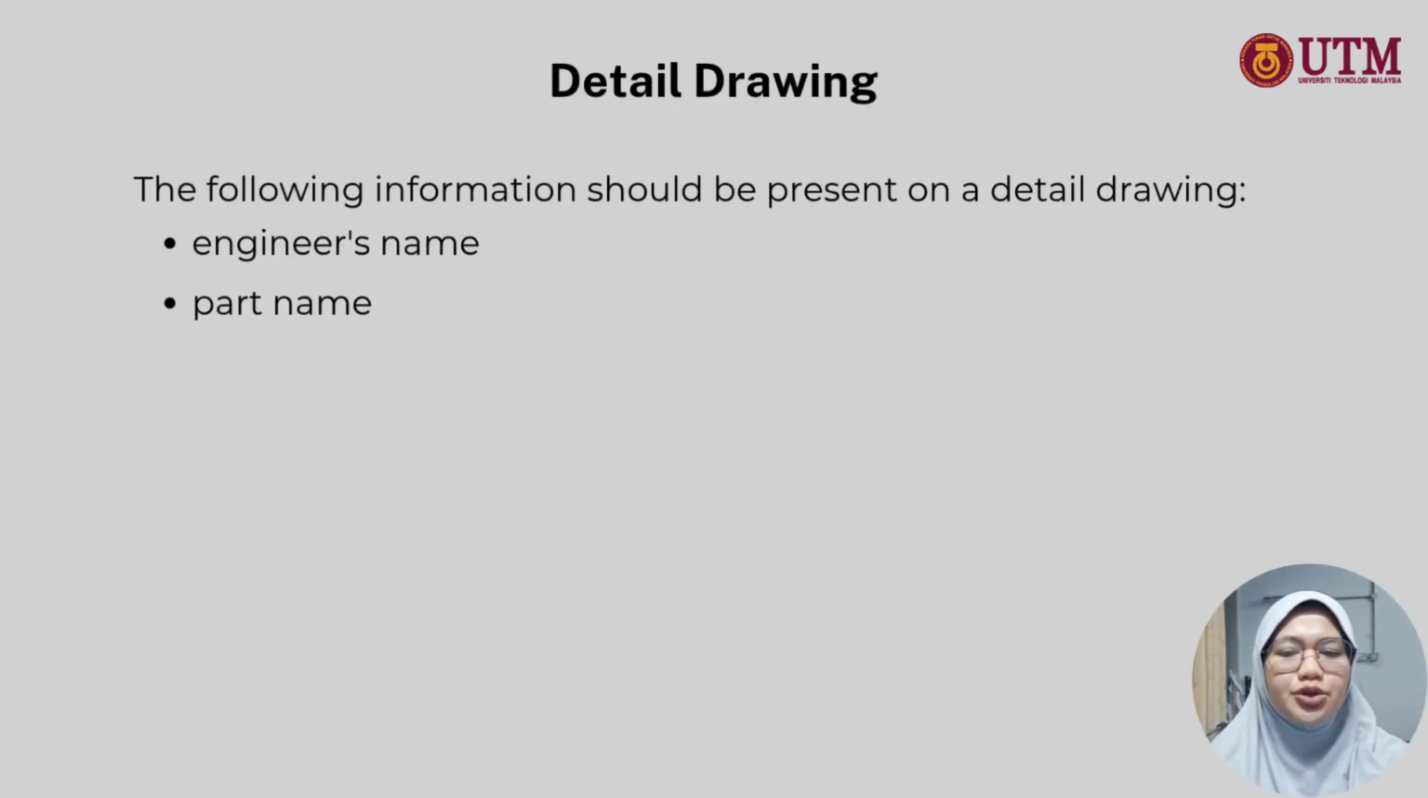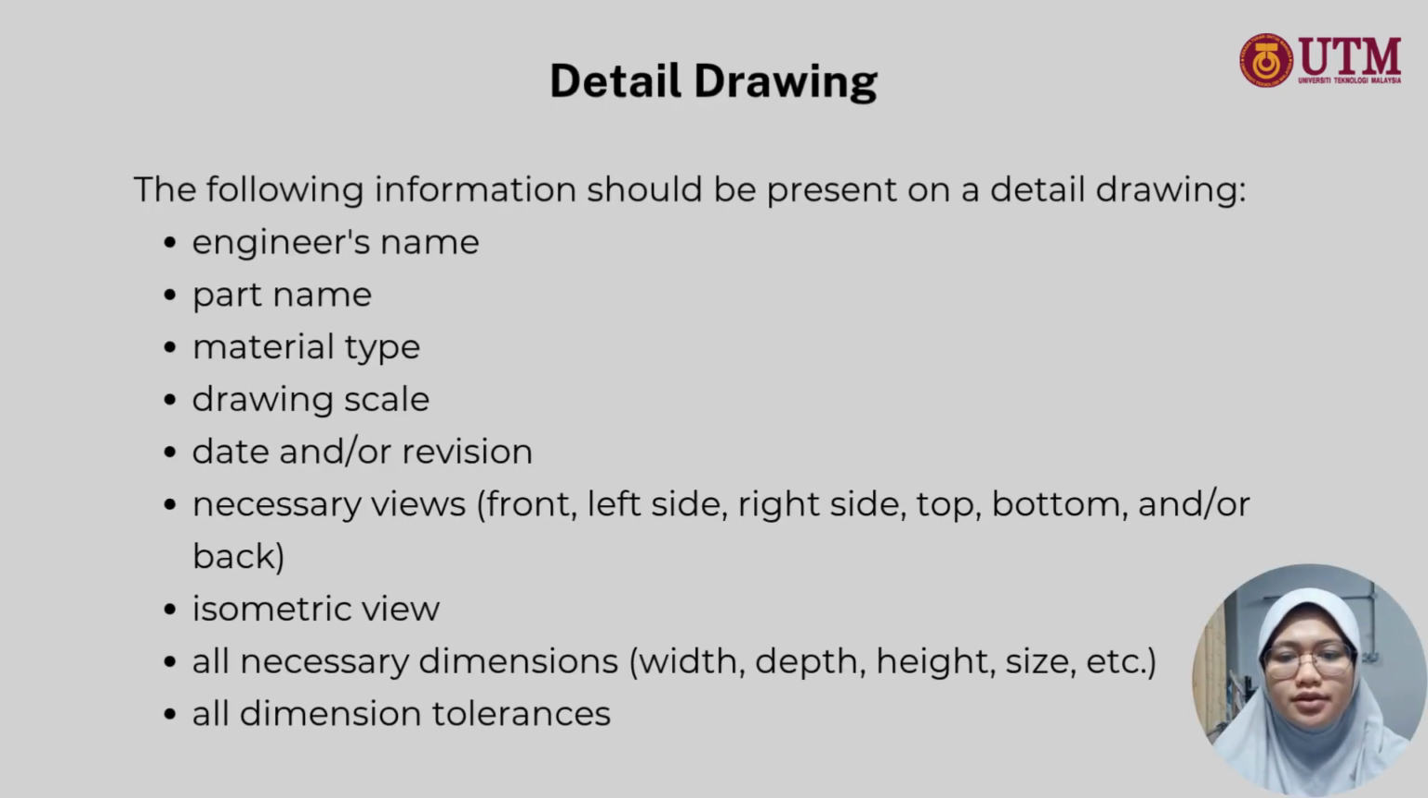A detailed drawing should consist of the following information: engineer's name, part name, material type, drawing scale, date and revision, necessary views, front, left side, right side, top, bottom, and back, isometric view, and all necessary dimensions, width, depth, height, size, and all dimension tolerances.